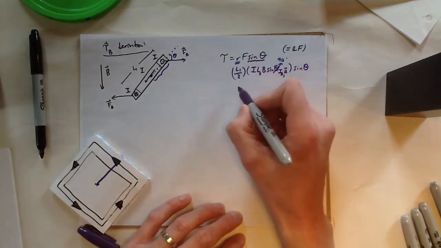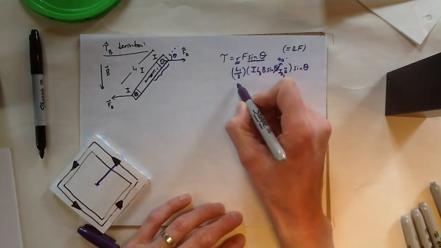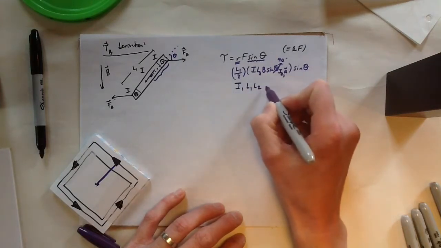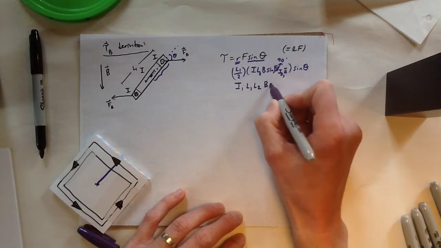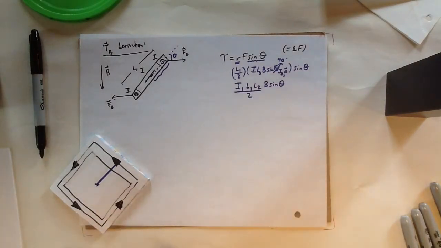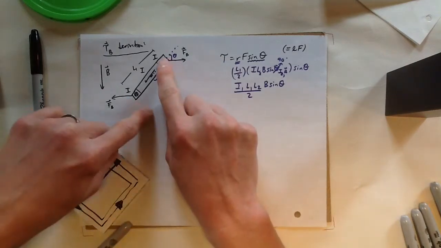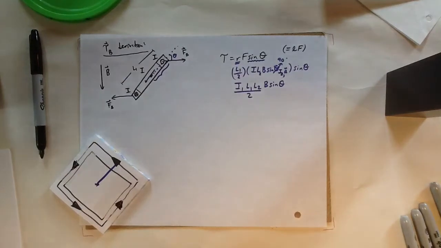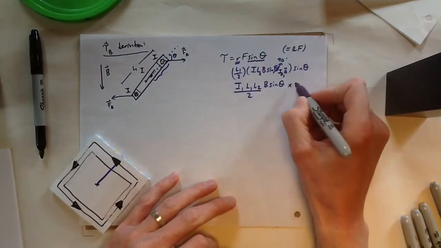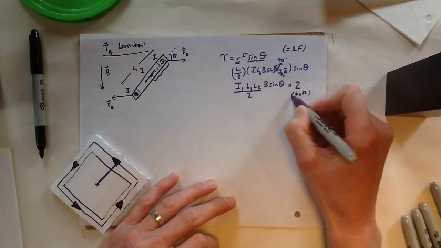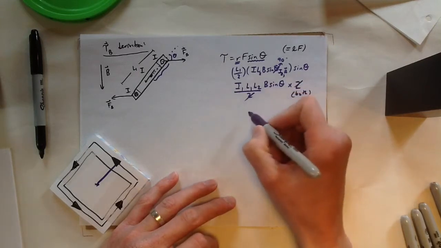Let's see what we got so far. I guess I'll write it like this: I, L1, L2, B, sine of theta over 2. And let me get rid of that 2 real quick, because of course I have 2 of these forces and they're both basically reinforcing the rotation. So I have both forces accounted for just by going like that.